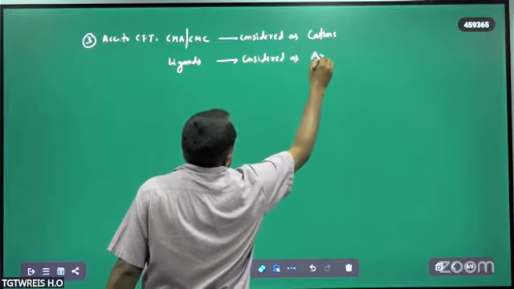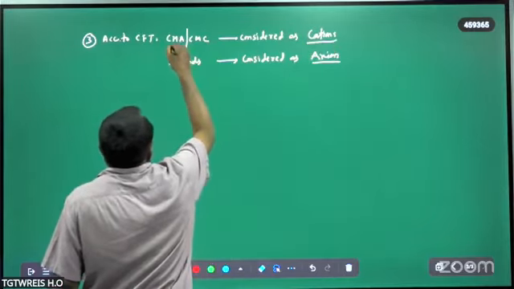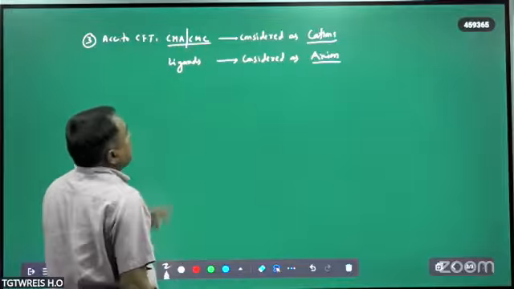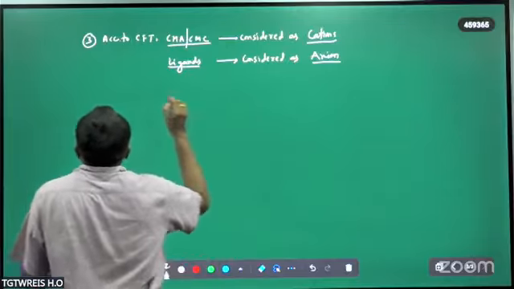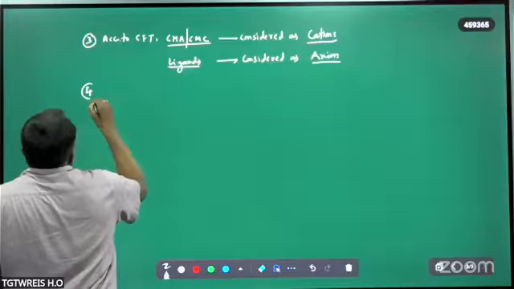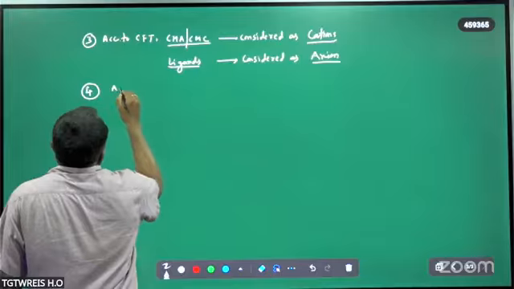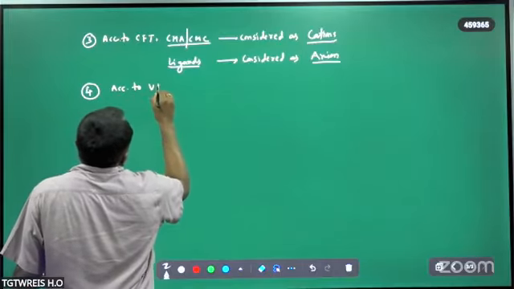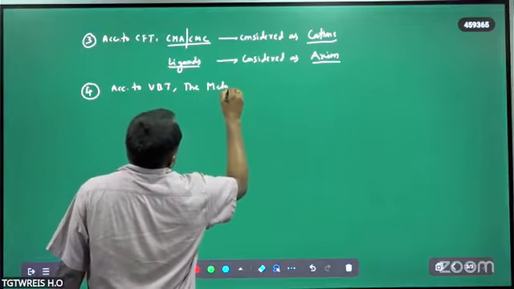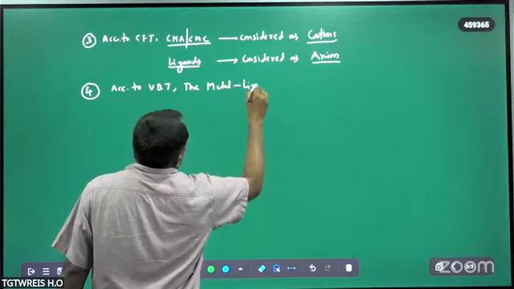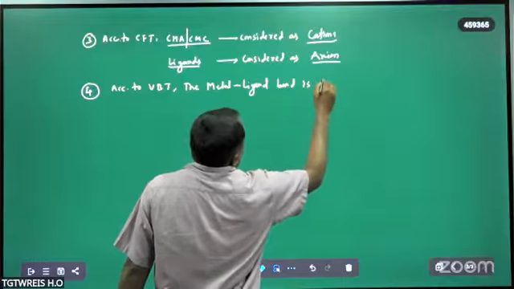This is also very important. So this is an anion, this is a cation. So the central metal cation or central metal atom is considered as what? Cation, and ligands are considered as what? Anions. And one of the most important assumptions made by crystal field theory is, according to valence bond theory, the metal to ligand bond is covalent.